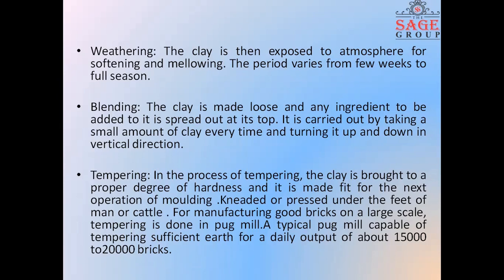Then the tempering process. In this process, the clay is brought to a proper degree of hardness and it is made fit for the next operation of molding. Then it is kneaded under the pressure of the feet of men and cattle, for manufacturing good bricks on a large scale. The tempering is done in a pug mill. A typical pug mill is capable of tempering sufficient earth for the daily output of 15,000 to 20,000 bricks.